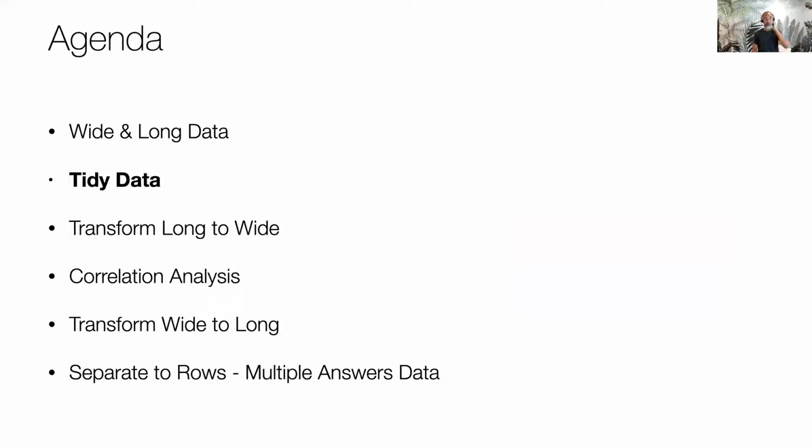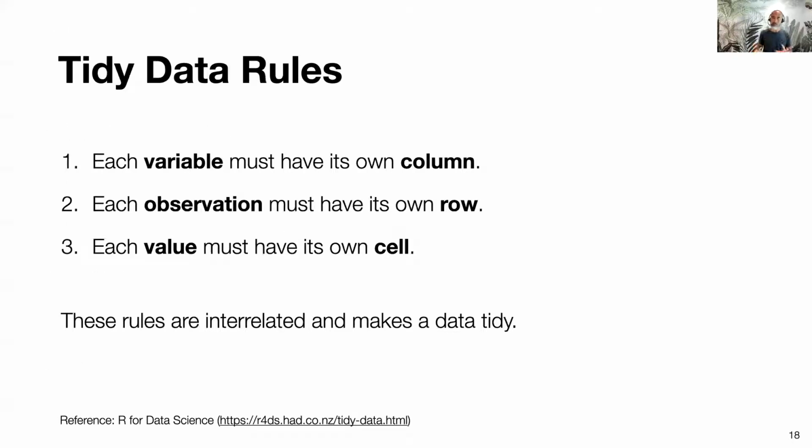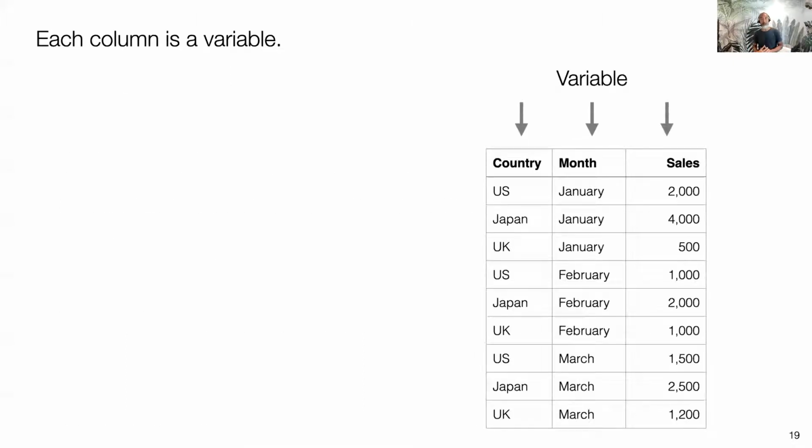Before going there, let's understand something called tidy data. This concept is pretty helpful. There are 3 tidy data rules. First, each variable must have its own column, and each observation must have its own row. Each value must have its own cell. These 3 rules are interrelated, and if you satisfy them, then you can call that data tidy data. So let's find out what that really means.